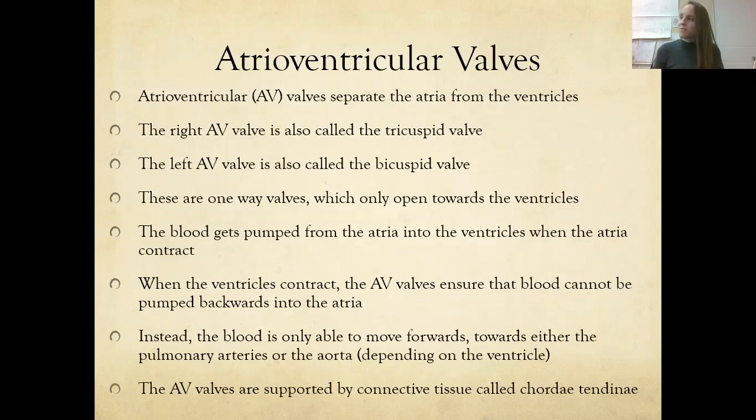These are one-way valves, just like what you would find, say, in your veins. And essentially, they make sure that blood doesn't backflow. So when blood is pumped out of the atrium, it goes through these valves down to the ventricle. Then when the ventricle pumps, these valves make sure that blood does not backflow up into the atrium. Instead, the blood has to go out of the arteries. So they're one-way valves. They allow blood to flow from atrium to ventricle, but not from ventricle back to atrium.